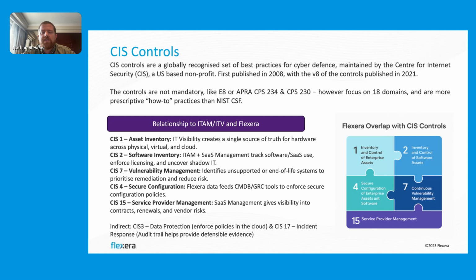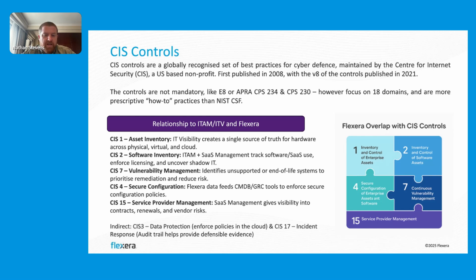Once again, they're very similar to NIST in that these controls are not mandatory, whereas the Essential 8 and APRA regulations are mandatory for particular industries. But CIS is one that is adopted across a number of organizations, focusing on 18 domains. Typically, it's seen as a more prescriptive, how-to set of practices than NIST, and that's why the CIS controls will often be adopted over NIST.